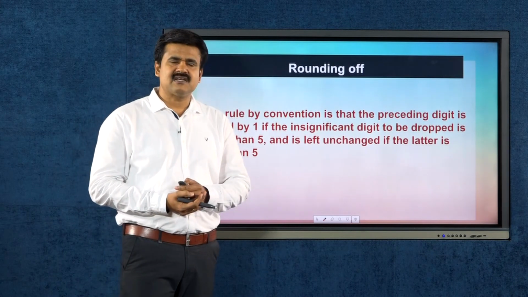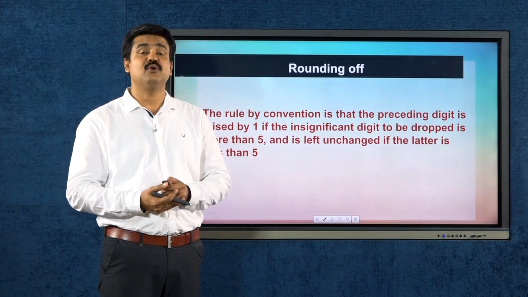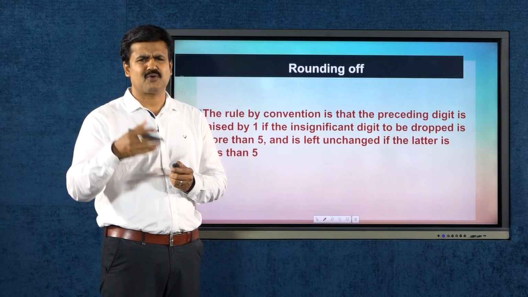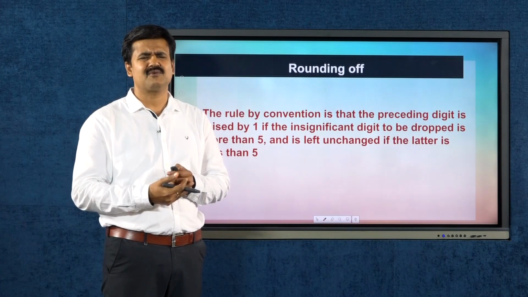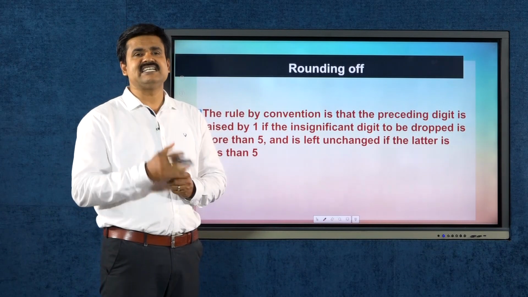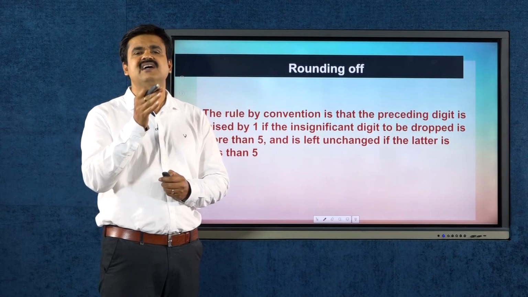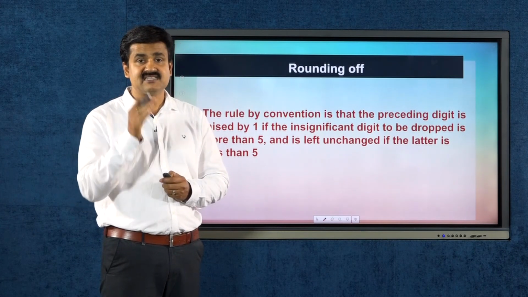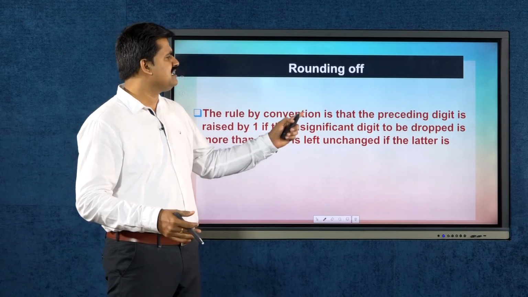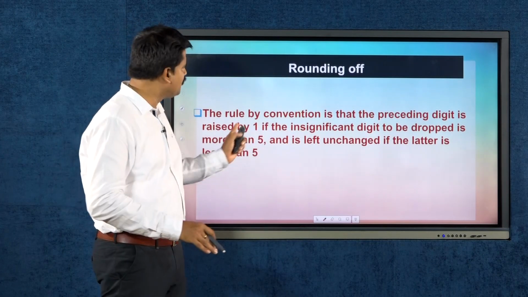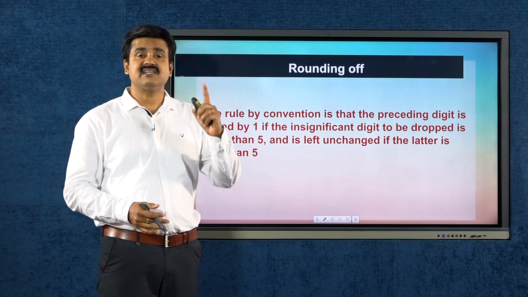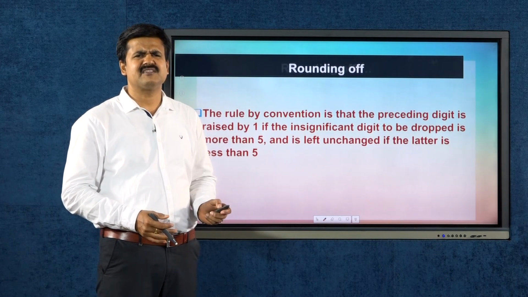Now, another part of the discussion is about rounding of the quantities. This is very popular whenever you are dealing with mathematical problems or solving some problems with the help of scientific calculators, etc. The rule by convention is that the preceding digit is raised by 1 if the insignificant digit, what is insignificant digit? The digit to be avoided, that is called insignificant digit or uncertain digit. The uncertain digit to be dropped, to be removed is more than 5 and is left unchanged if the latter is less than 5. This we can illustrate with the help of some examples.